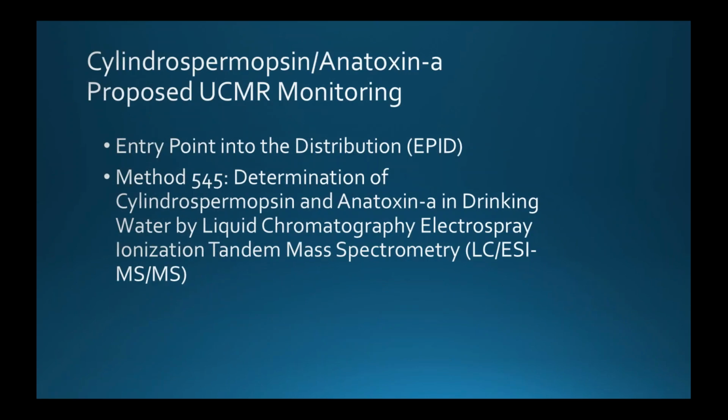Anatoxin is pretty simple. This is going to be an entry point into the distribution, so it's going to be at the end of your clear well, typically. We're going to use EPA method 545, and it's what we call a shoot and go. So basically, when you send your sample in, they're just literally going to pull some up into their syringe and put it into a calibrated LC, liquid chromatography, mass spec, and they're going to run the analysis, and they're going to get their analysis out.